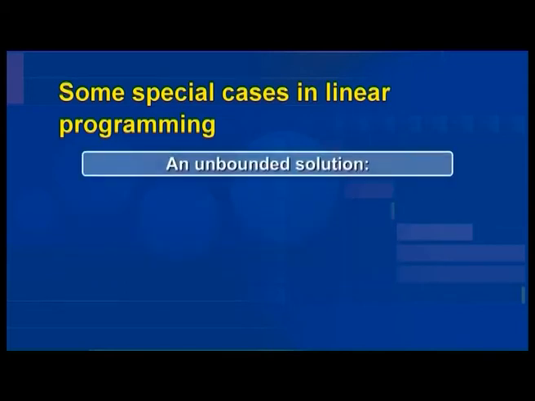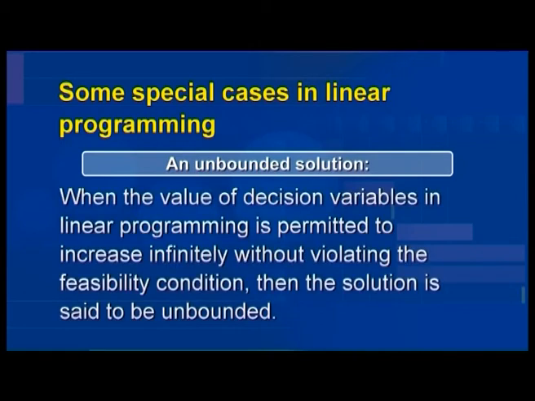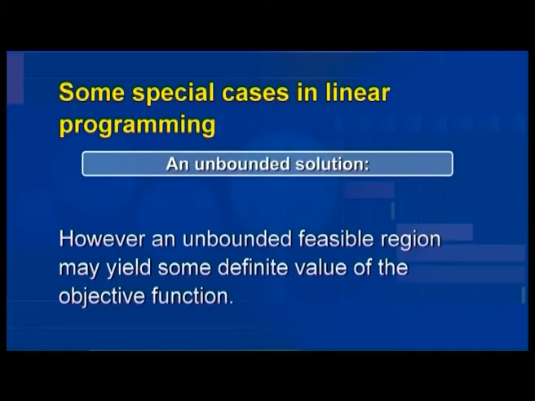An unbounded solution. When the values of decision variables in linear programming are permitted to increase infinitely without violating the feasibility condition, then the solution is said to be unbounded. Here the objective function value can also be increased infinitely. However, an unbounded feasible region may yield some definite value of the objective function.